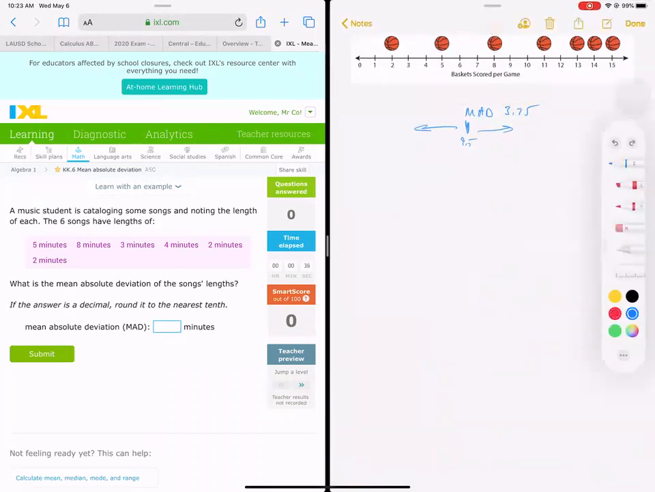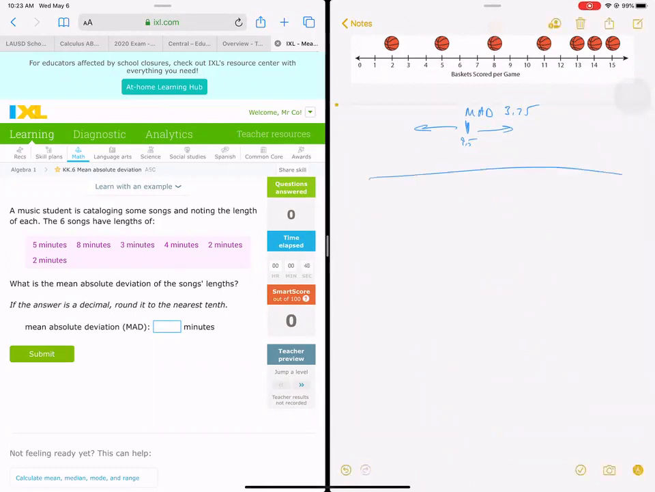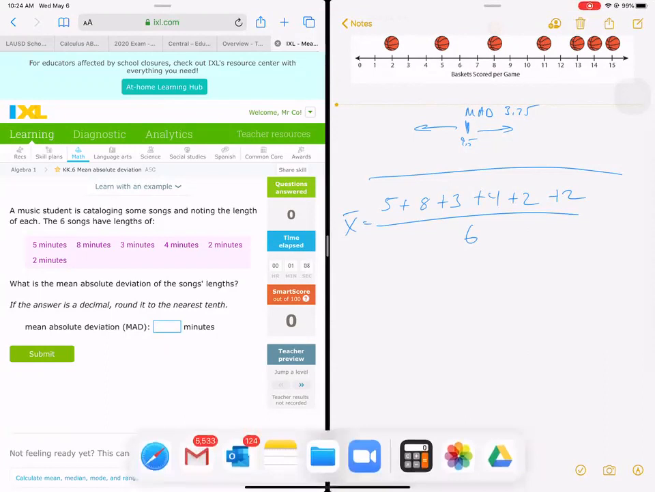So for mean absolute deviation, it's always done the same way. There are no tricks to it. You just add up the numbers, 5 plus 8 plus 3 plus 4 plus 2 plus 2, and we divide that by the 6 numbers we have, and that's our average. Because we want to compare all the numbers to the average. You can compare to any number you want, but for everyone to get the same number, we chose the average.